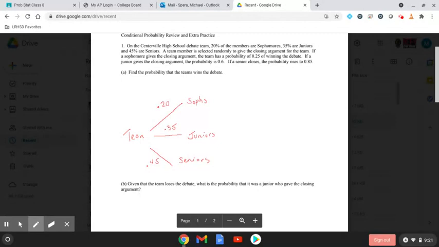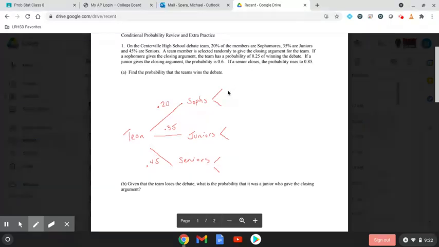So there are no freshmen on this team. How do we know that? Well, it wasn't mentioned, but also 20, 35, and 45 add up to 100. So that's our first branch. Now from there, the second set of branches is going to be the closing argument, and then, if done by that particular grade, the likelihood they win the debate.